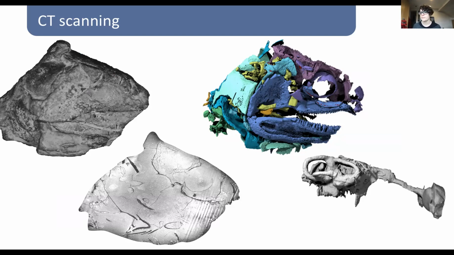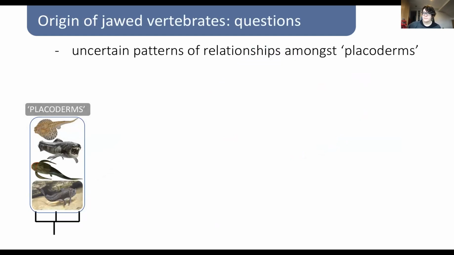So I've told you a bit about the techniques that I'm using. So now I'm going to talk a bit about how I use them in my research. As I said, I look at early vertebrate evolution, in particular the relationships between different groups of jawed and jawless fishes. And placoderms are really key to understanding jawed vertebrate evolution. And there are lots of uncertainties around them. So in particular, the evolutionary relationships of placoderms are very unclear, both how different types of placoderms are related to each other and also how they're related to different jawed and jawless fishes.